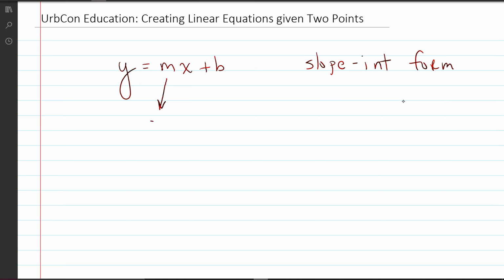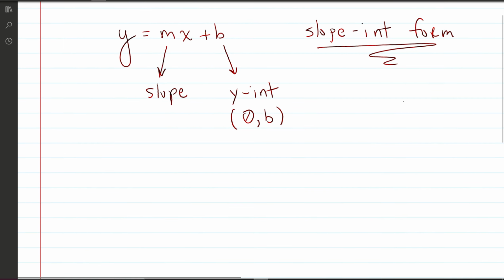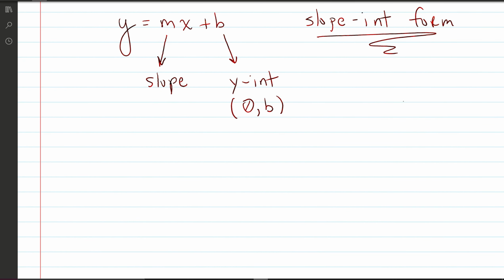Here the m gives us the slope, so that's going to be the value in front of the x, some number, decimal, or fraction. This b value is known as the y-intercept, and it's actually going to be an ordered pair if you were to plot this on a graph, and it will be 0 comma whatever that b is. So y equals mx plus b form is known as slope-intercept form. So we're going to come back and use slope-intercept form in helping us solve one of our examples.